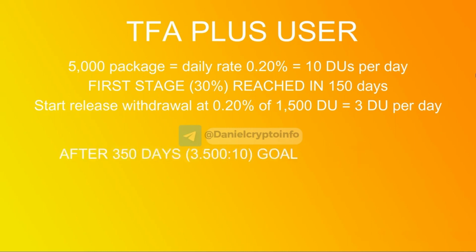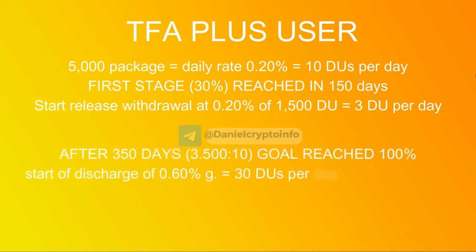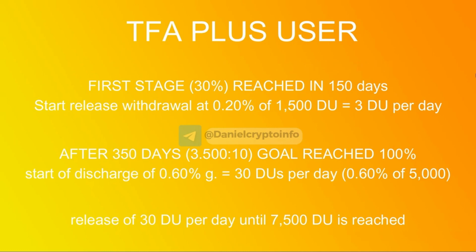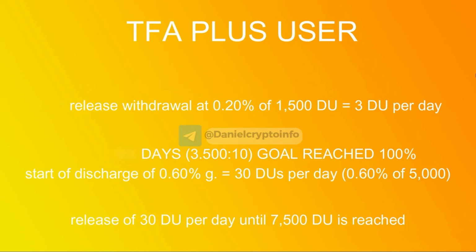After 350 days, the goal of 100% charging is reached, allowing us to withdraw 0.6% daily, which corresponds to 30 DU daily. At this point, you can go ahead to download 30 DU daily until you reach the total amount of 7,500 DU.